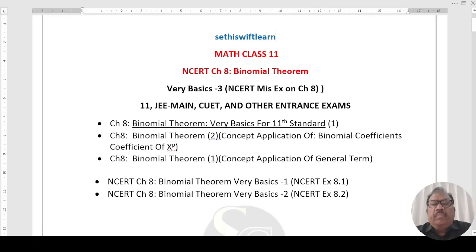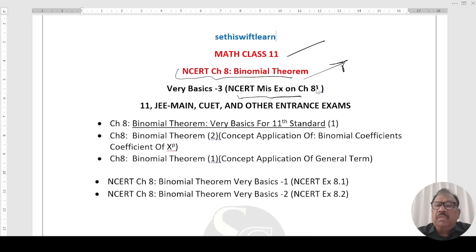Hello students, in today's session of NCERT Chapter, Binomial Theorem, class 11 Mathematics, the very basics will be cleared further using illustrations taken from NCERT Miscellaneous Exercise, Chapter 8.